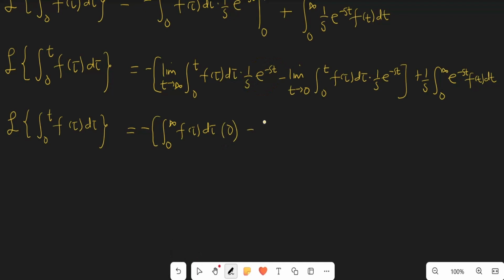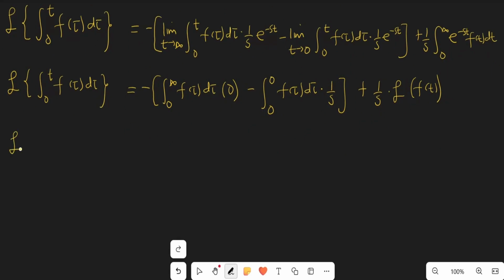Now minus the limit as t goes to 0 of this. This one is going to evaluate to 0 as well. The reason is if we take the integral from 0, t is also 0. So that is the integral from 0 to 0 of f of tau d tau, and this is multiplied by 1 over s because as t is 0, this one is going to be 1. Alright, so this is what we have, and then plus 1 over s. This one is the Laplace transform of the function f of t. That is the definition of the Laplace transform of the function.